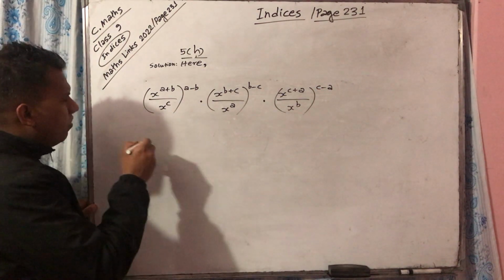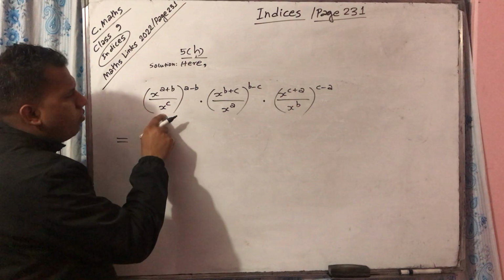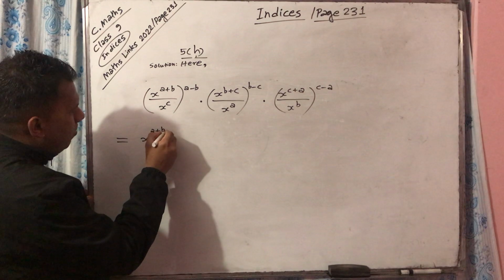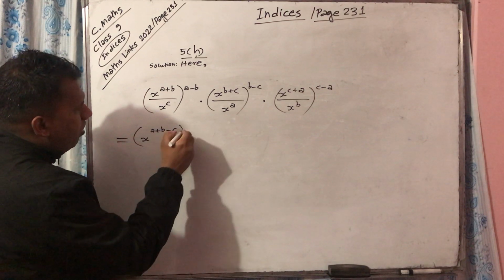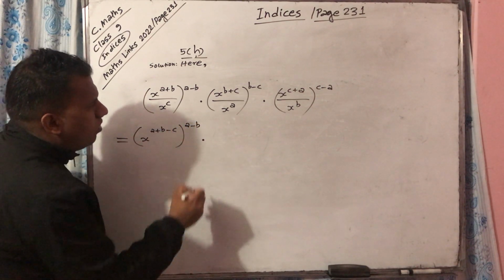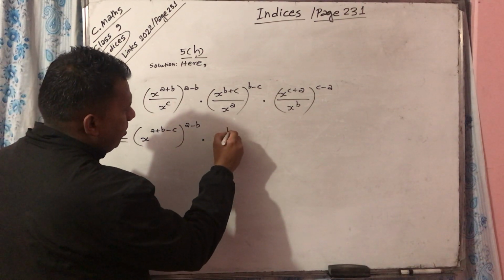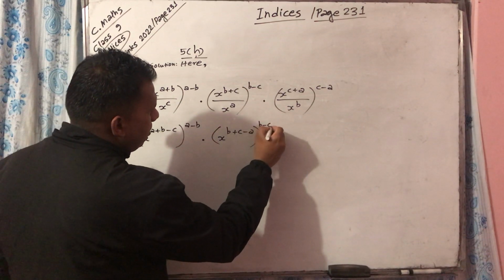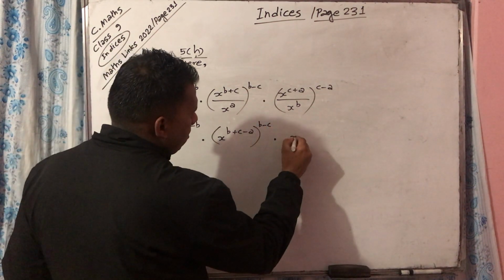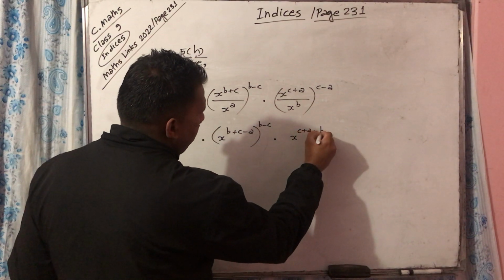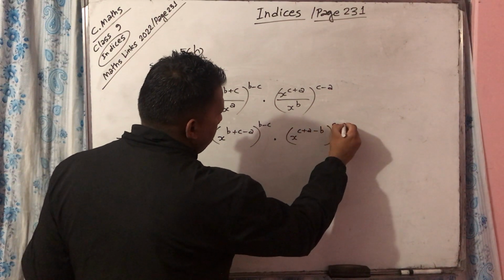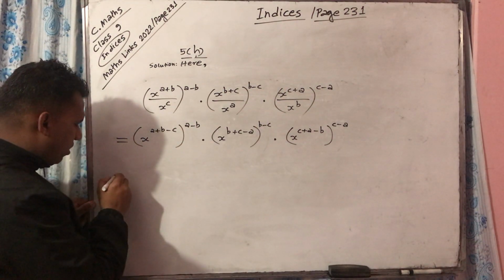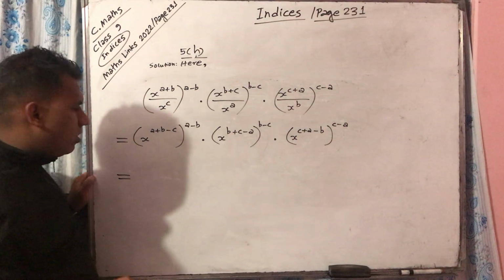Now in the first step, the lower power moving up, you can write x to the power a plus b minus c whole power a minus b, multiplied with x to the power b plus c minus a whole power b minus c, multiplied with x to the power c plus a minus b whole power c minus a. Now the first power and second power do not make a formula, so multiply each other.